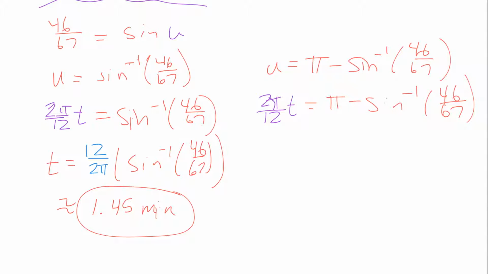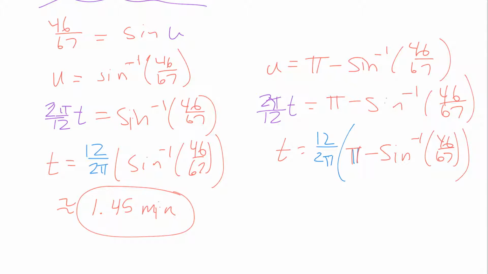If we solve the other one, we're doing the same thing. We're going to multiply by that reciprocal. So t is going to be equal to 12 over 2 pi times pi minus the sine inverse of 46 over 67. Again, plug that into your calculator. Make sure what you're typing in is coming out the same as what I have, which would be 4.55 minutes.